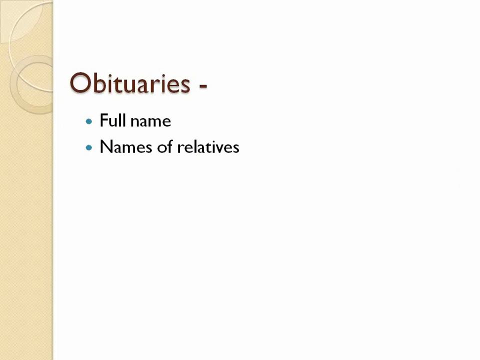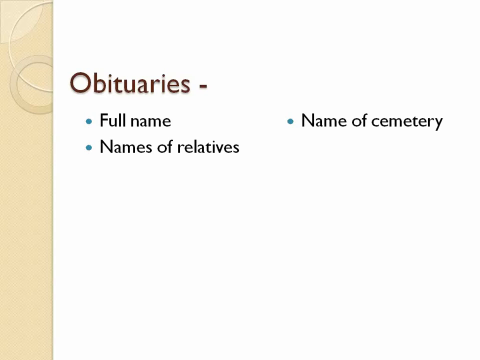And what can you expect to find in your typical obituary? Well, the full name, the names of all the relatives. Very, very handy. There's not too many sources that are going to outline so many relatives as we get in an obituary in this type of article.